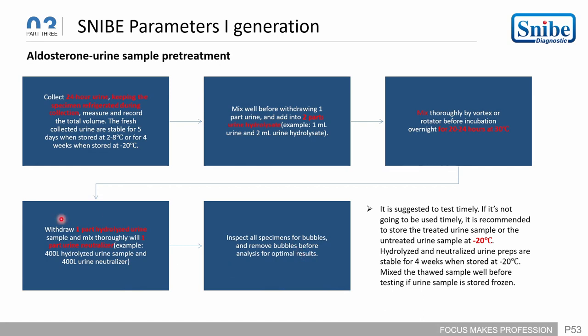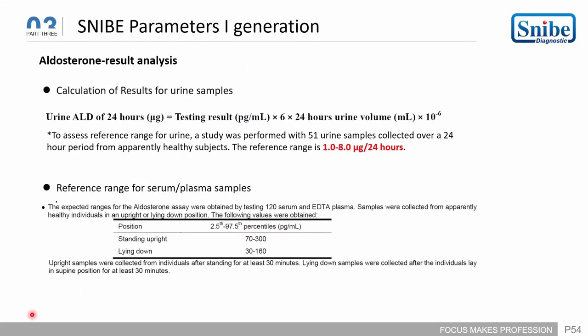So these are the recommendations for the sample handling for aldosterone. The aldosterone results analysis calculation is based on the urine sample: urine aldosterone of 24 hours in microgram is equal to the testing result in picogram per ml, multiplied by 6, multiplied by the 24-hour urine volume, and then multiplied by 10 to the power -6. So this is the formula to check the urine aldosterone in 24 hours in terms of microgram.